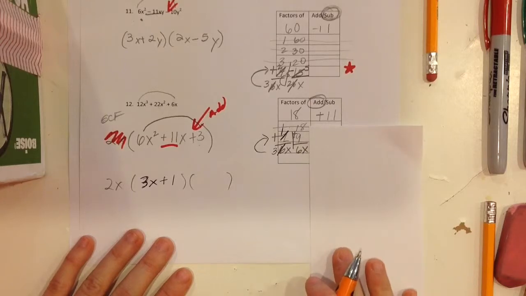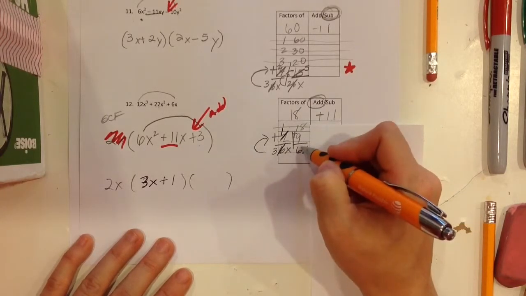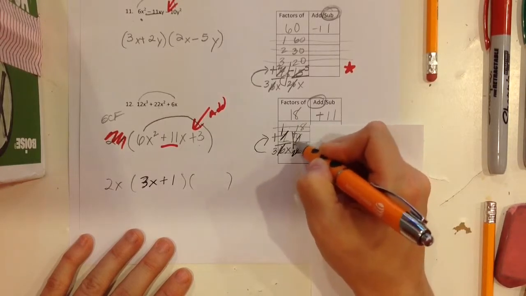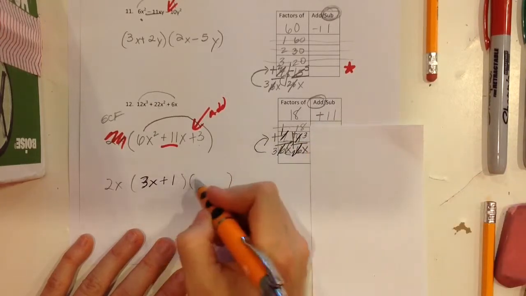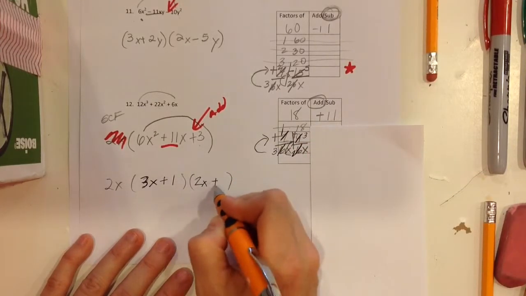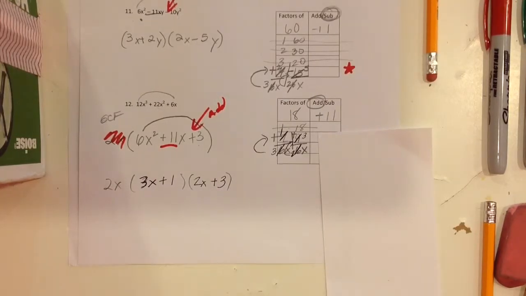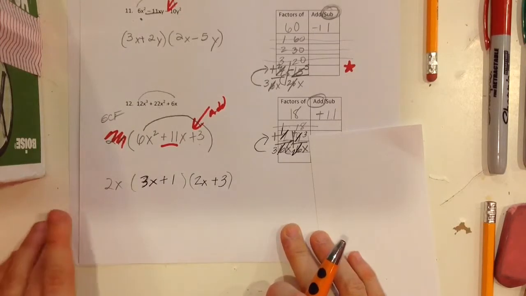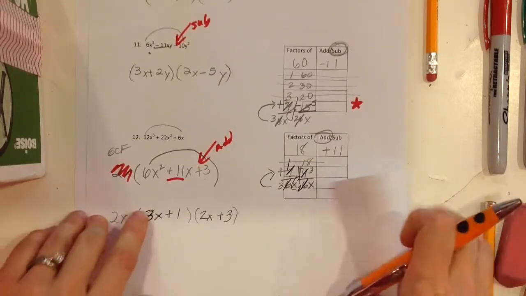Okay, for 9 over 6x, I can reduce that one too. 3 will go into both of them. 3 will go into 6 2 times. 3 will go into 9 3 times. So when I do my bottoms up, I have 2x plus 3. And this is in factored form. Now this one looks kind of big because we have a GCF and we have the trinomials that we had to factor. So this one was kind of a long problem.